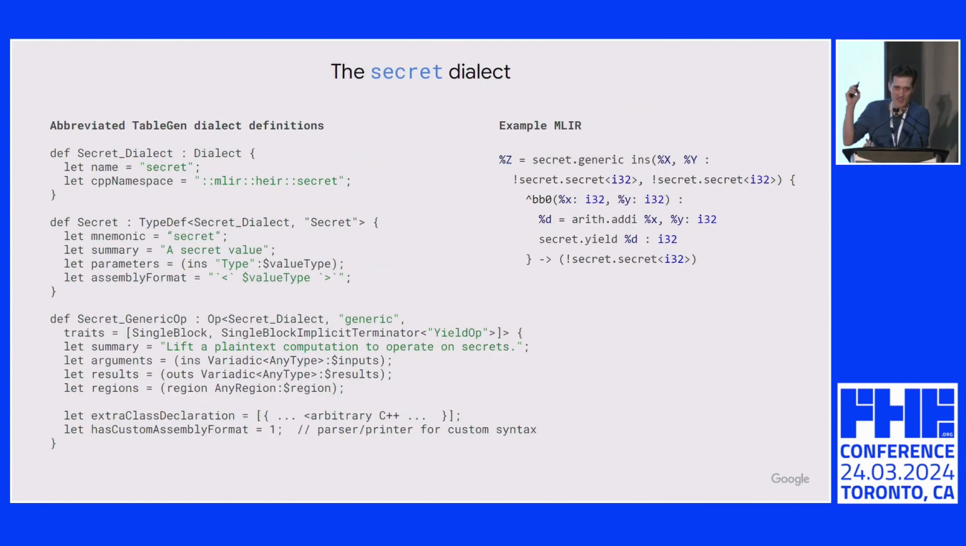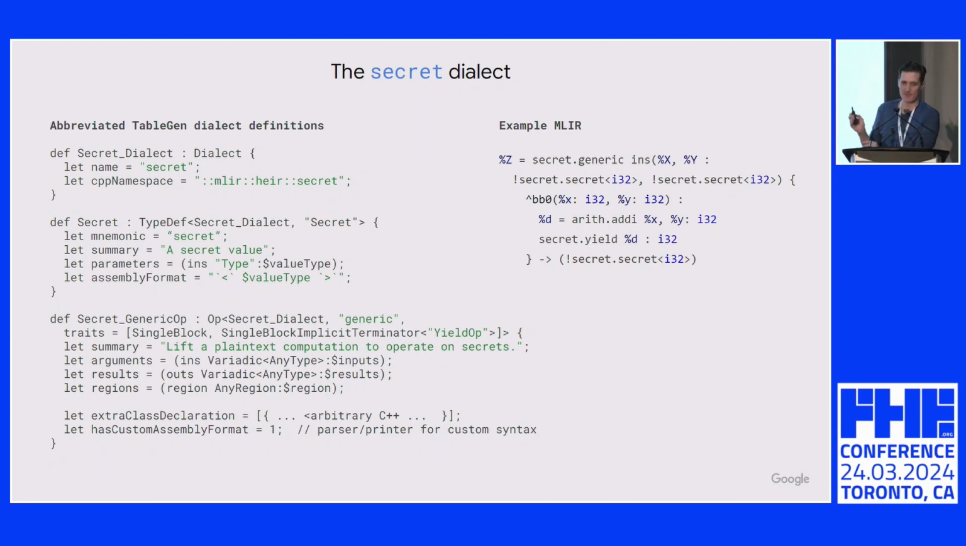The second thing is what we call the secret dialect. This is a bit more complicated example of a dialect, but it defines a new type that is a scheme-agnostic abstraction of "this piece of data is private and should not be known to the server." So we call that the secret type. It wraps any type you want. So you can say this I32 is secret. You can say this two-dimensional tensor of I16s is secret. There's no restrictions there. And then we have what we call a generic op.